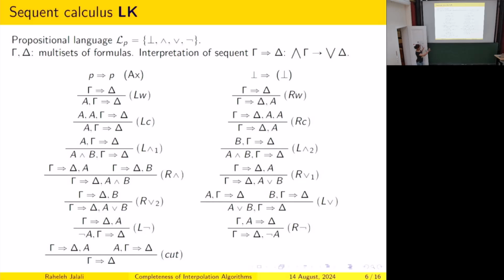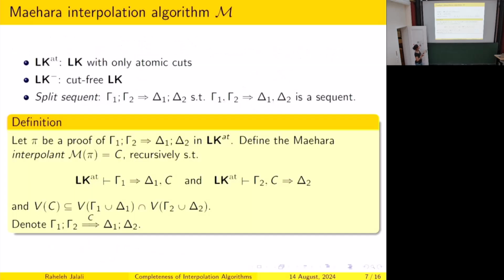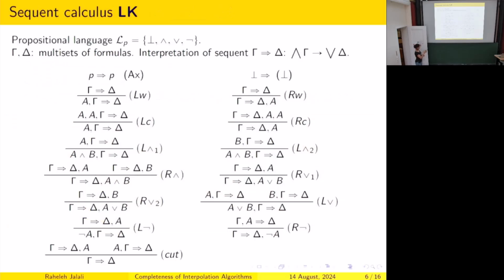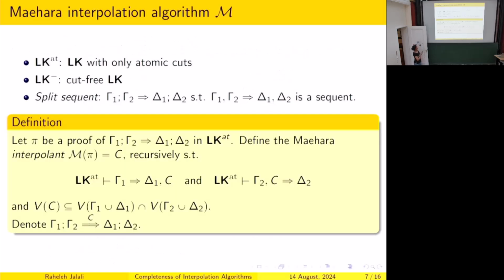Okay, so I'm going to talk about this system, this calculus, and then also fix the interpolation procedure. But before that, let me give you some notation. By LK-at, I mean LK which only allows cuts on atomic formulas. So as I mentioned here, this A is the cut formula. If you only allow this to be an atom, then it is atomic cut. So LK-at is LK with atomic cuts, and LK minus, I mean cut-free LK, so LK without the cut rule. And then our results are, I'm going to talk about these two systems.